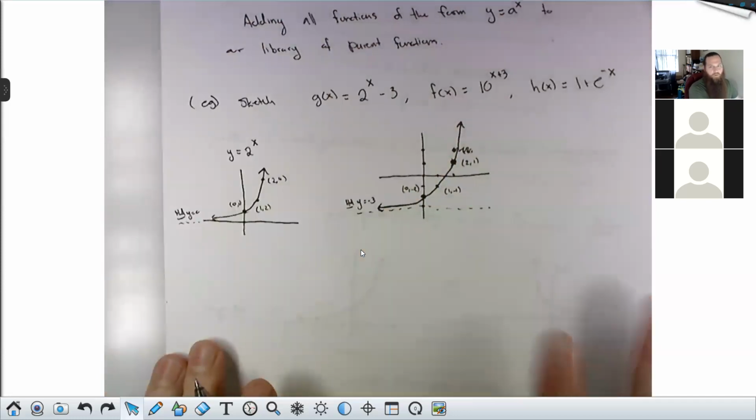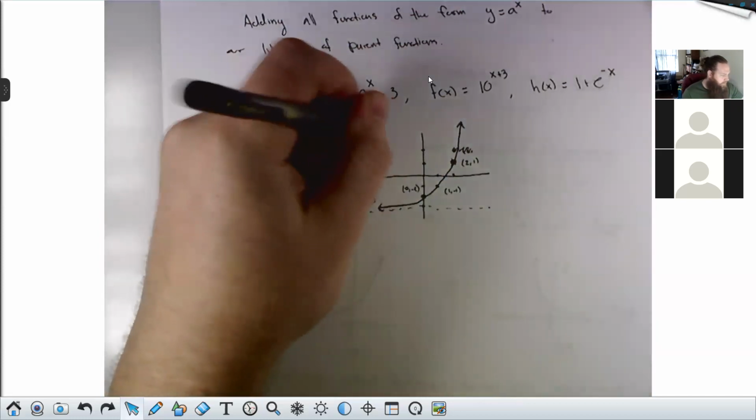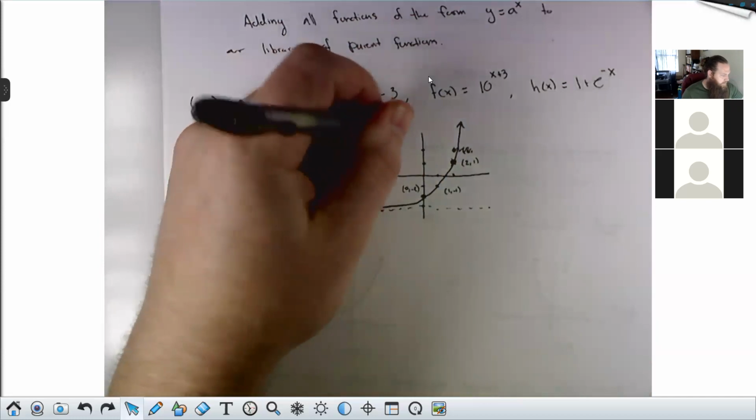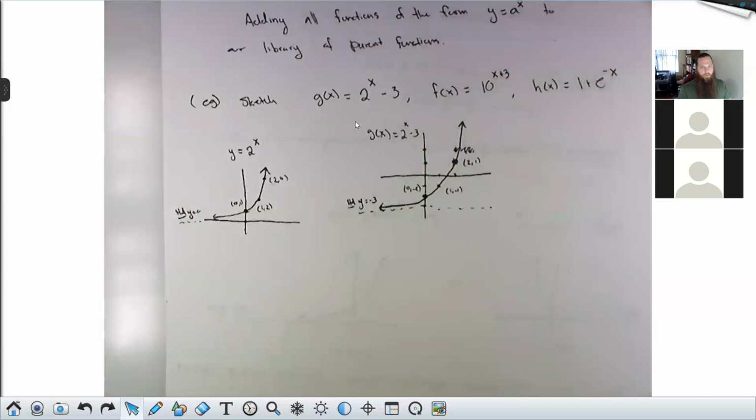Still settling down on that horizontal asymptote. We just took 2 to the x and shifted everything down by 3 units. Okay. Is everybody comfy with this? That's our first guy.